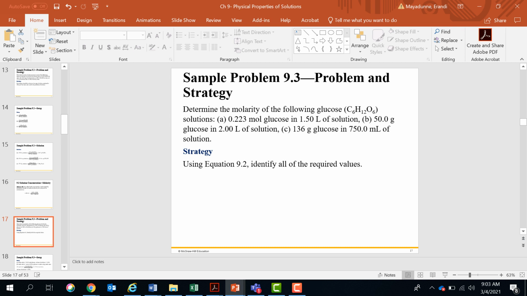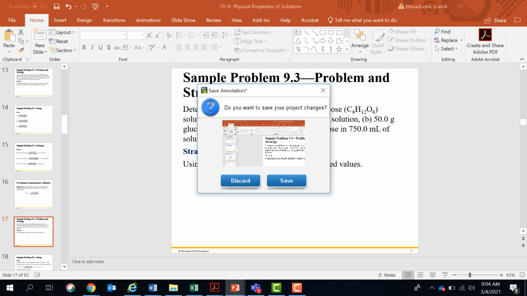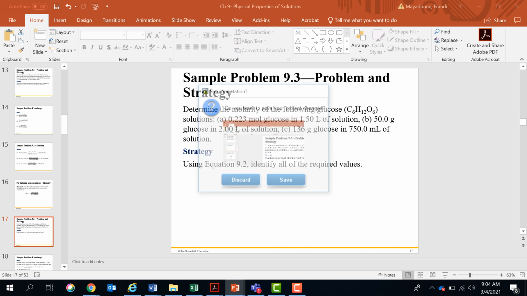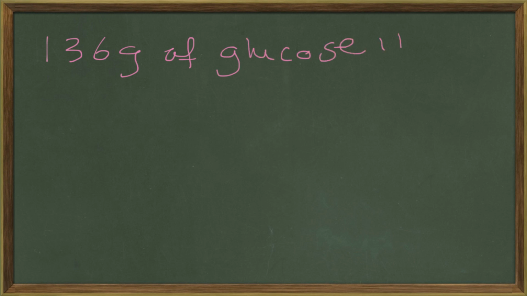I'm going to show you how to do part C. 136 grams of glucose in 750 milliliters of solution. So in this particular case, I want to write it down. 136 grams of glucose in 750 milliliters of water.